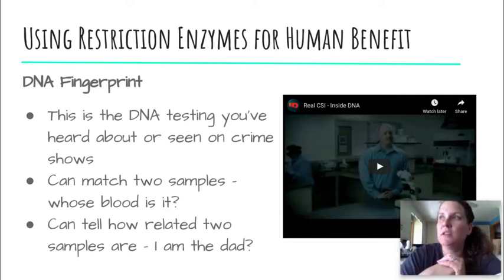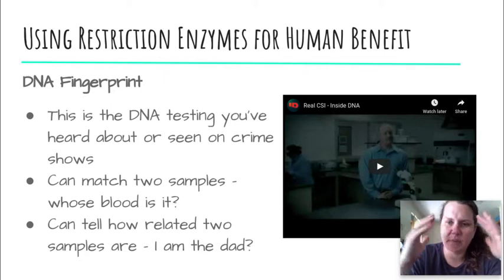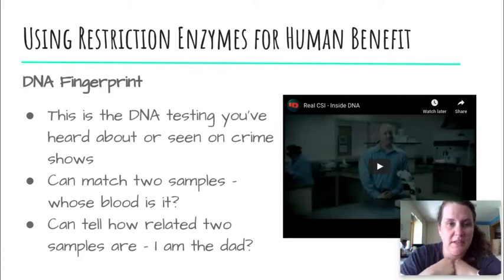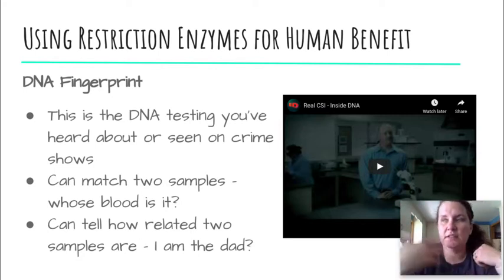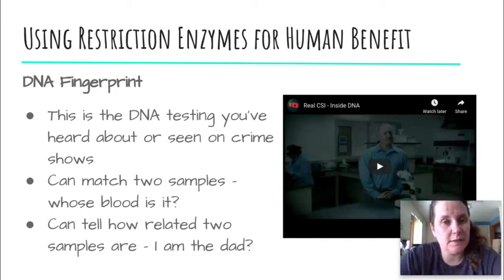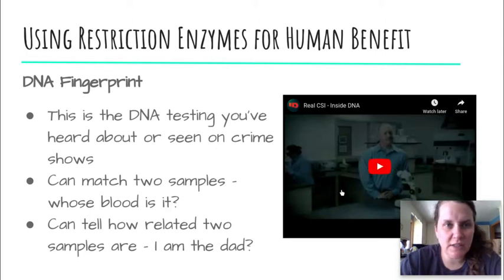Now, just because the DNA testing, the fingerprint, they match, does that mean somebody's automatically guilty? No, because there's going to be a lot of other pieces of evidence involved. This would be just one piece of evidence that detectives could use to prove somebody's guilt or prove somebody's innocence. So watch this video about real CSI and using DNA fingerprinting.